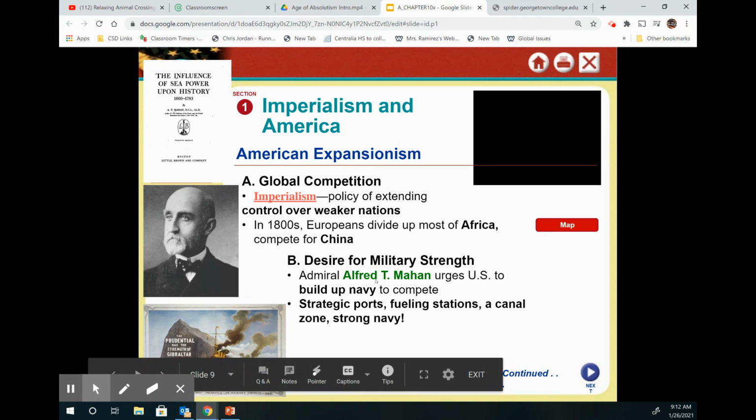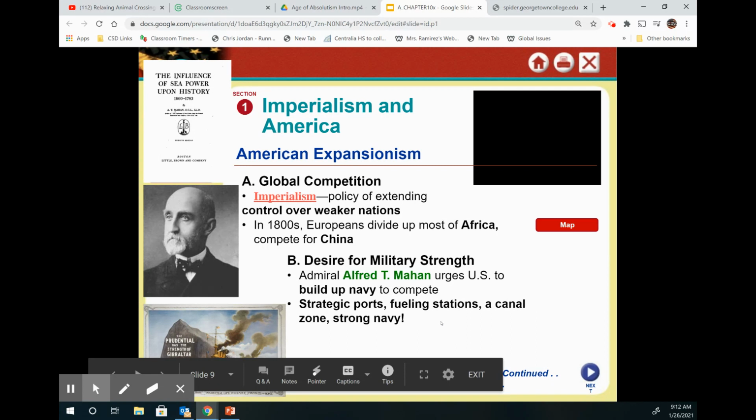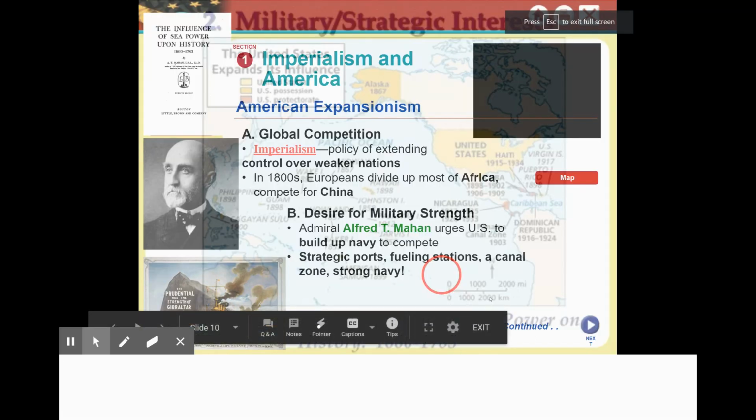and we went about doing that as a result of Roosevelt pushing for the application of Alfred Mahan's book and the ideas in it. So let's take a look at a couple.